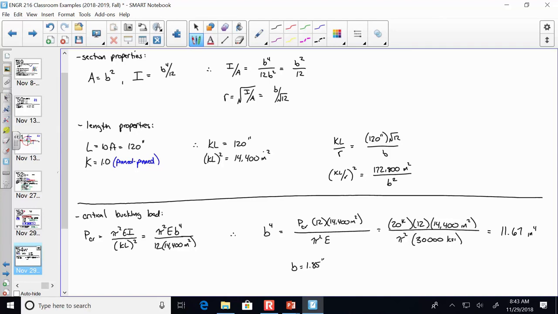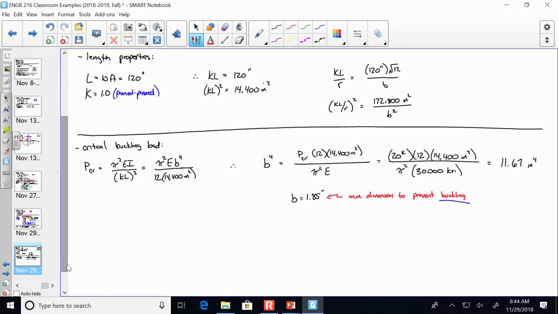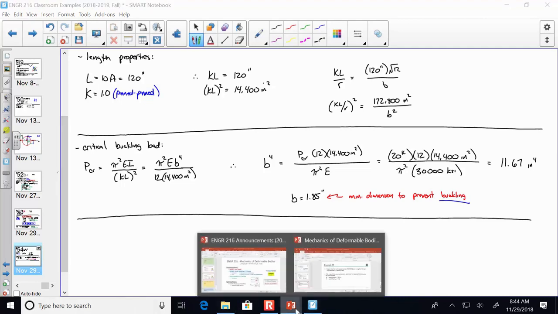So, is this the answer? I'm going to say no. I'm going to say this is the minimum dimension to prevent buckling. Well, you stole my thunder because I was bringing that up.